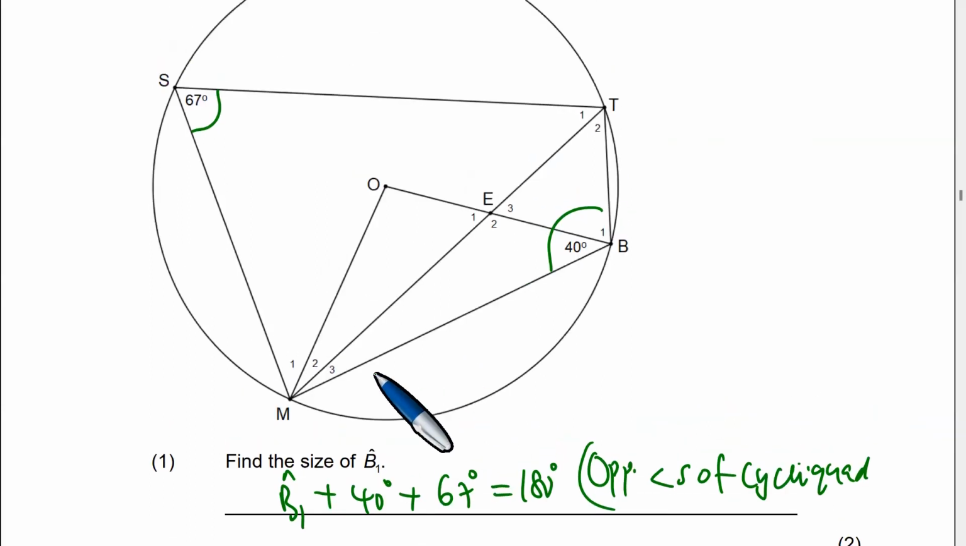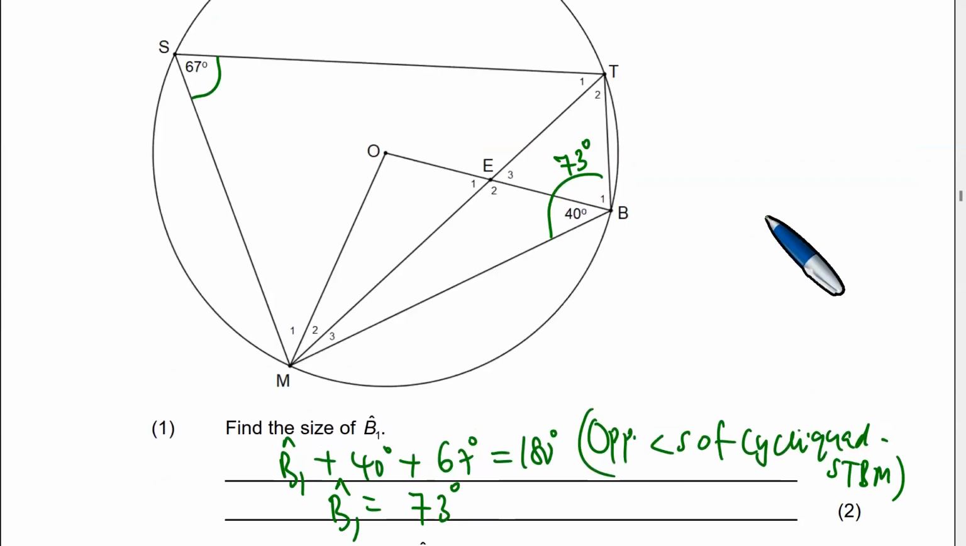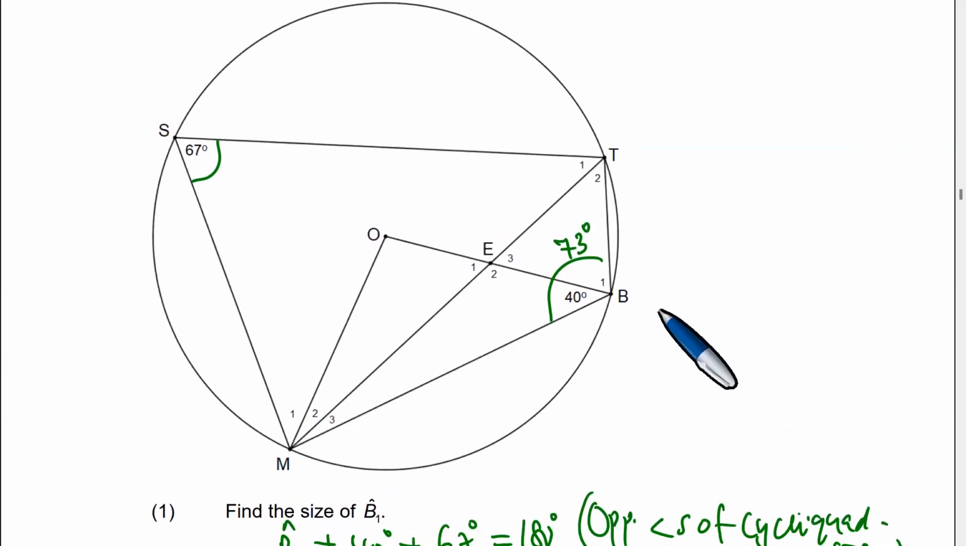What cyclic quad is this? This is cyclic quad STBM. So angle B1 is equal to 180 minus 107, which is actually 73 degrees. So angle B1 is 73 degrees, and we are done. After you get 73 degrees, you can write it on the diagram in case it's necessary in the next question, so you are able to use it.